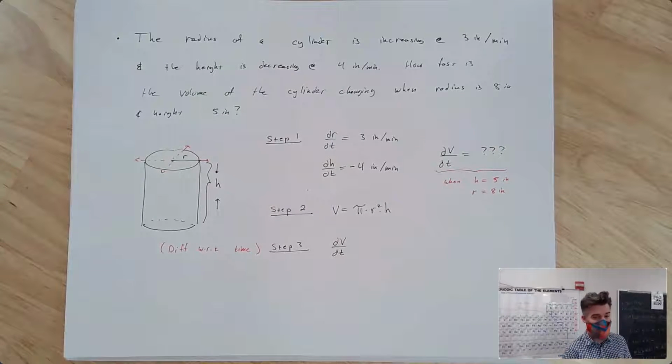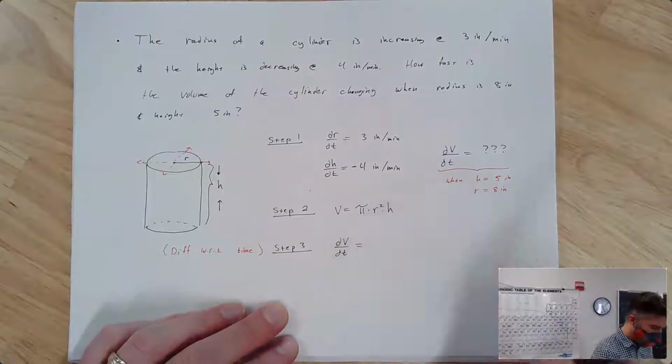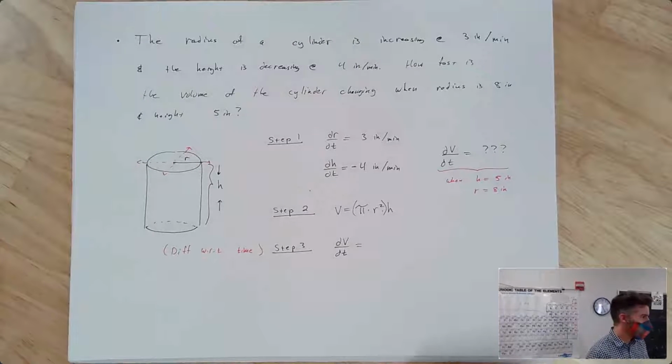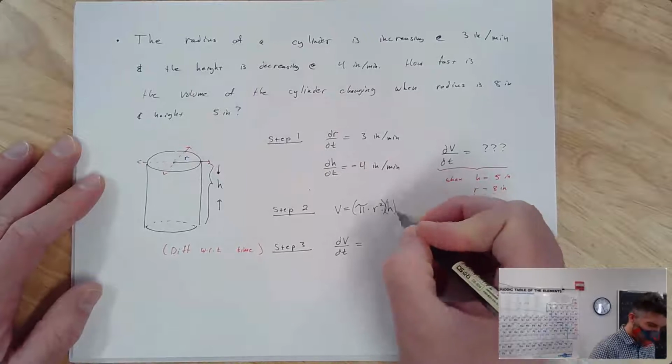On the right-hand side, we're going to have to use the product rule because I've got a product of two different variables that are both changing. So on the right-hand side, I'm going to treat this pi r squared as one piece just because the pi is next to the r squared. So I'm going to say that's one piece of my product. There's the other piece of my product.